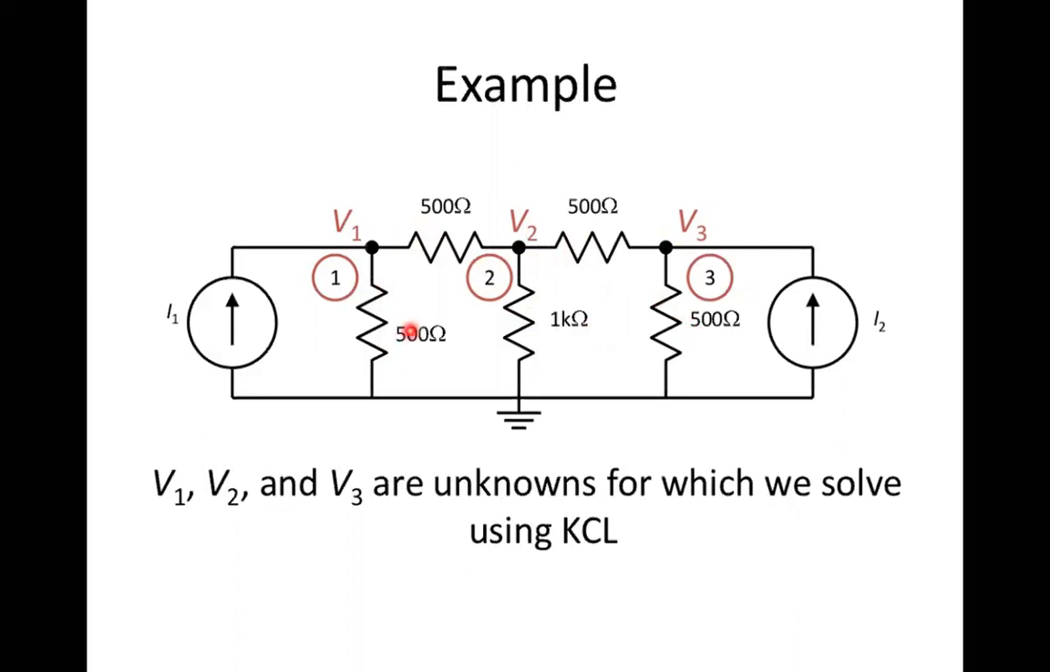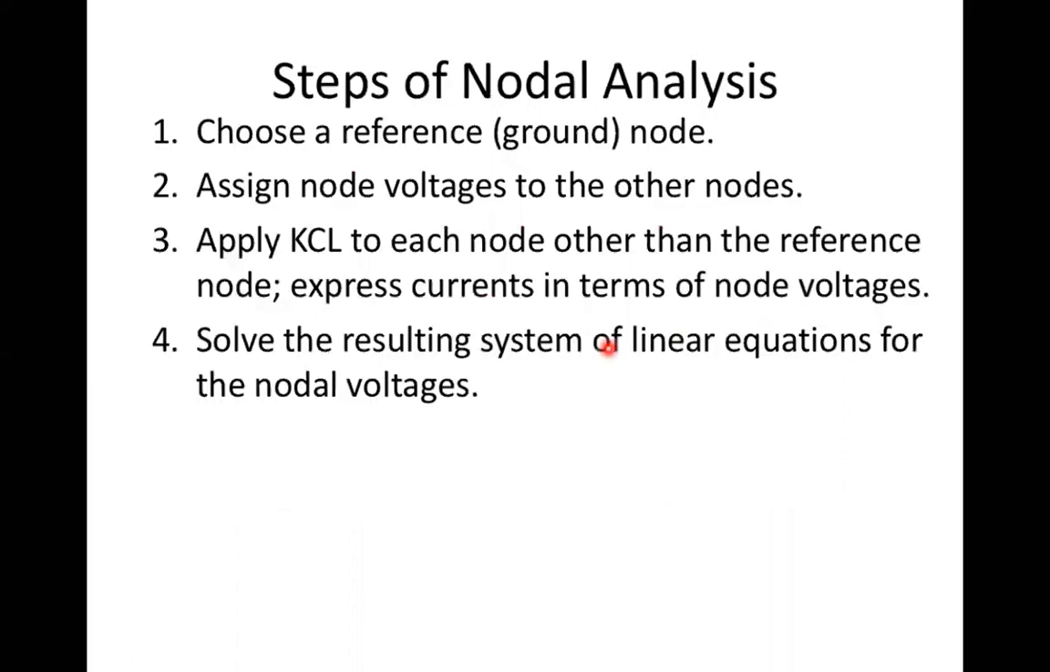So we can mark these resistances as R1, R2, R3, R4, and the last one R5. So five resistances are given. We can say that there are three nodes, V1, V2, V3, and two sources. Now V1, V2, and V3 are unknown, for which we need to solve using Kirchhoff's law. So here the voltages we need to find out using Kirchhoff's law. How can it be done? There are a few steps which we need to follow.